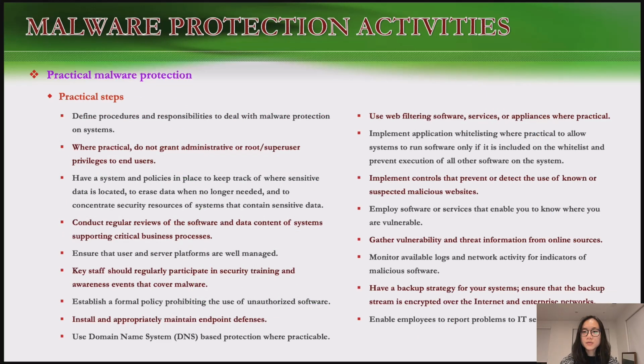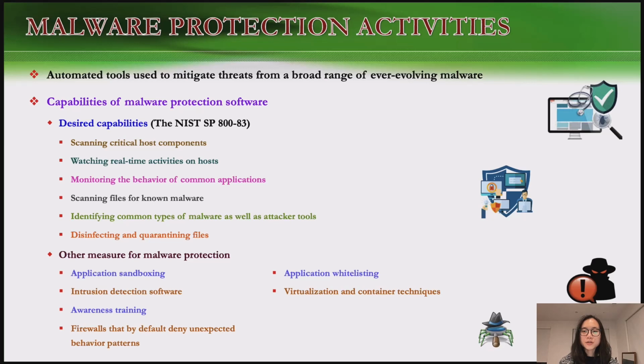For effective malware protection, IT management can take a number of practical steps to provide the best possible protection at any given time. The list here on this slide shows the several steps that the IT management can take. Malware protection software refers to the automated tools used to mitigate threats from a broad range of ever-evolving malware. Numerous malware protection software packages are available for enterprise use, and most of them have similar capabilities. The National Institute of Standards and Technology Special Publication lists the several desired capabilities that malware protection software should have.